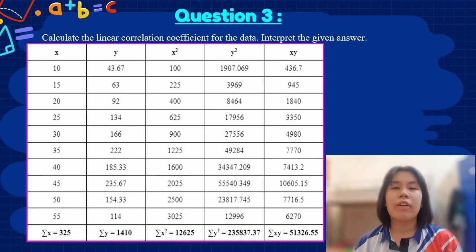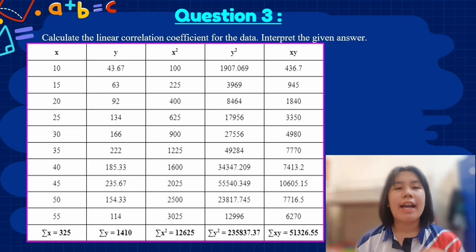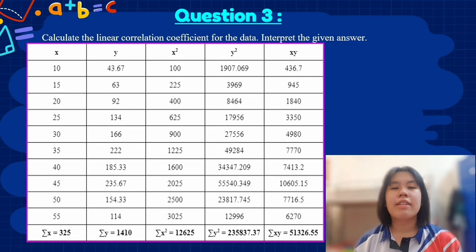Question 3 asks us to calculate the linear correlation coefficient for the data and interpret the answer. Before we calculate the correlation coefficient with the formula, we have to build a table and calculate all the components like x squared, y squared, xy, and also all the sums of x, y, xy, x squared, and y squared. As you can see at the bottom of the table, they are the sums of each column. The purpose of drawing the table is to minimize our carelessness when calculating all the data needed. Then we just have to insert all the values into the formula.